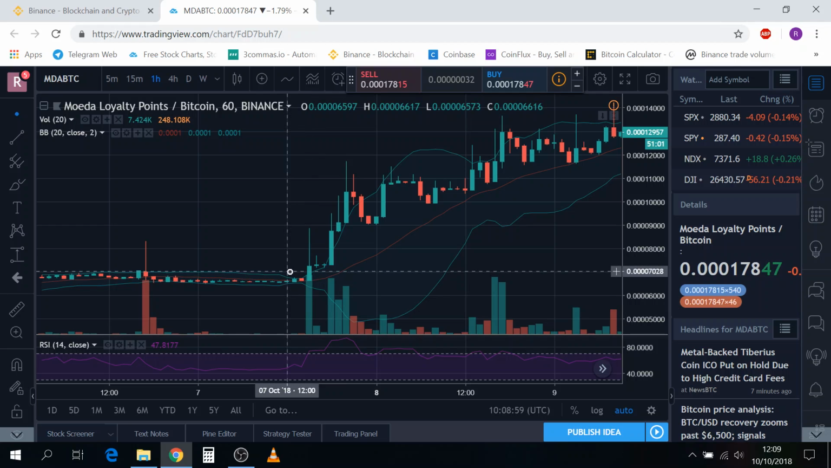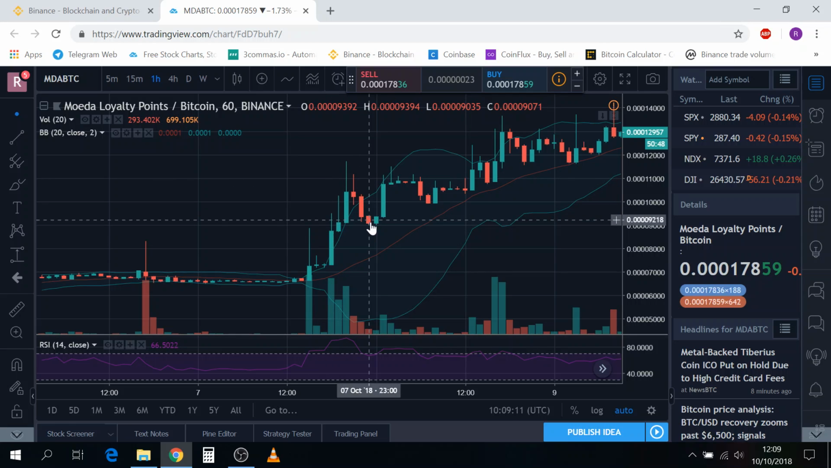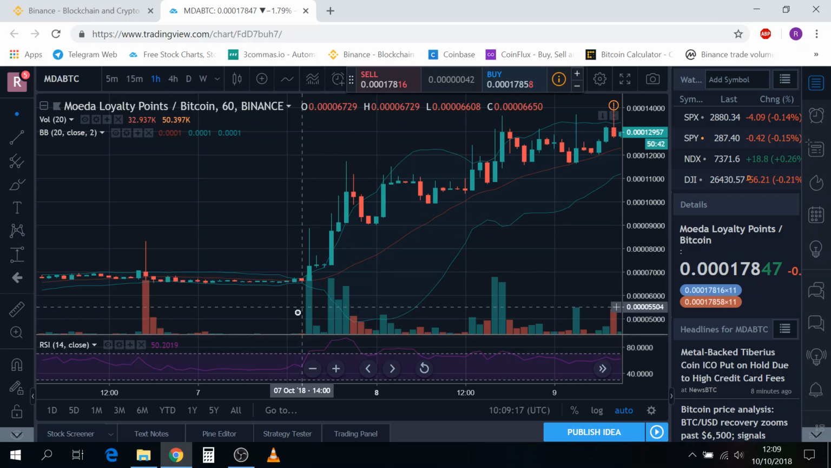Right, what to do next? Well, you start to ride the pump. Price keeps going up, keeps going up, keeps going up. But of course, at some point, it starts to come down. It's natural for it to come down. How do you know then when to exit the trade?